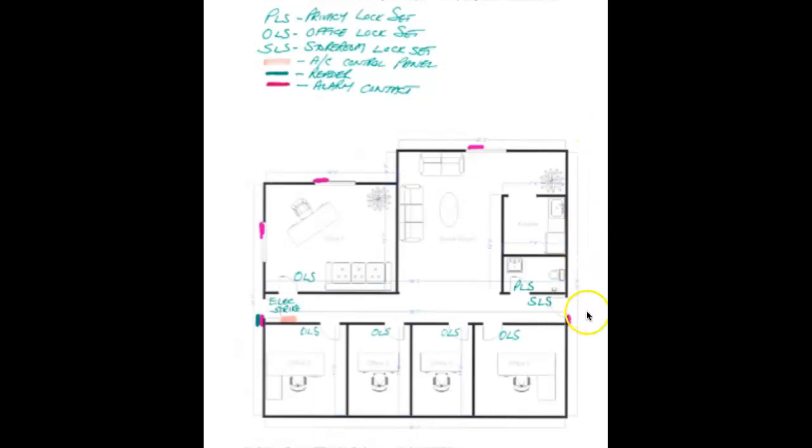So for our warehouse drawing, you'll do the same thing. You can use different colors. Just make sure you give me a key. Always give me a key. And you can use different initials. I would just use these, frankly. For the lock sets, I think they're good.